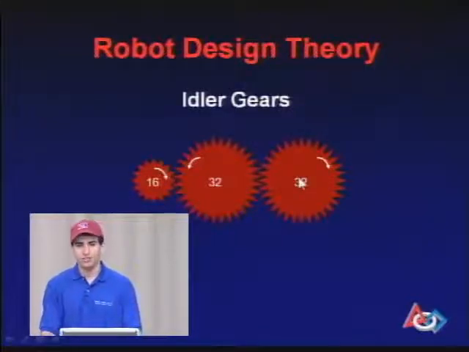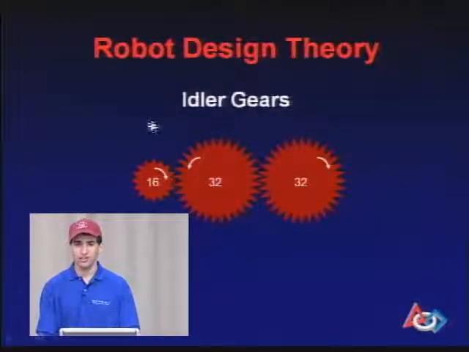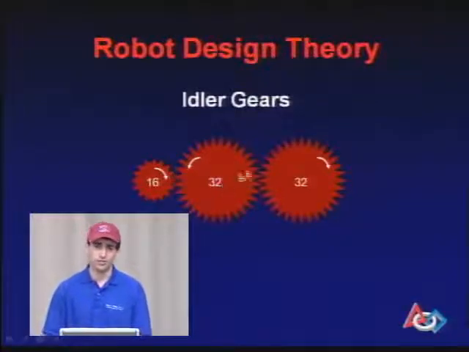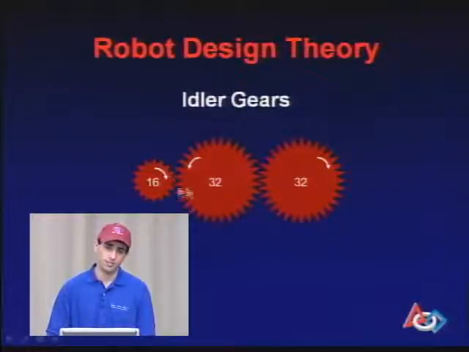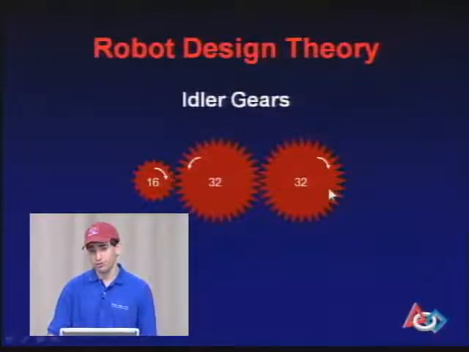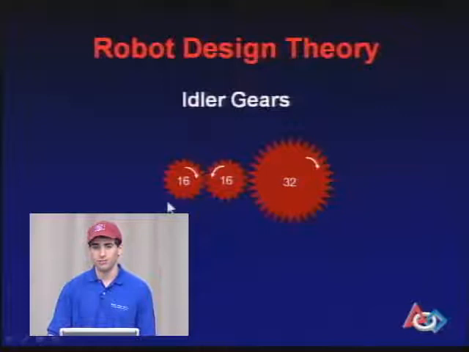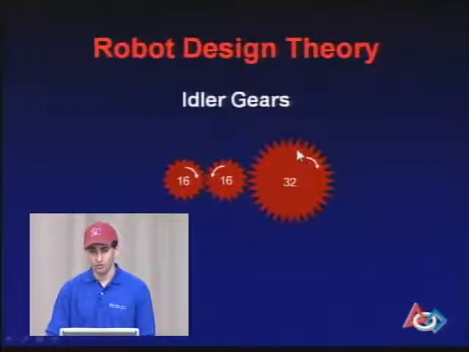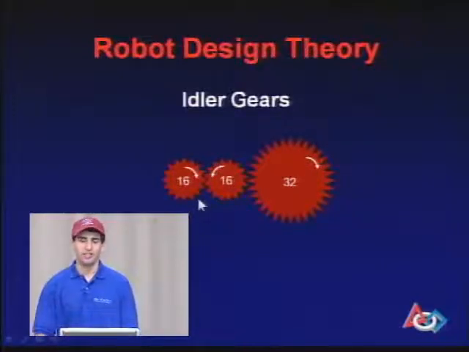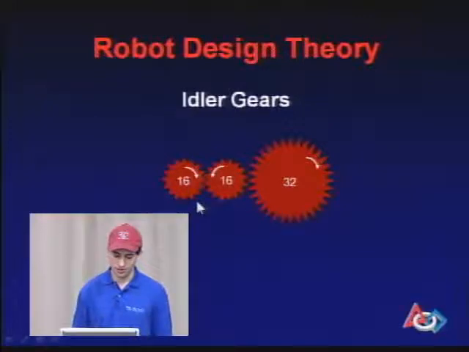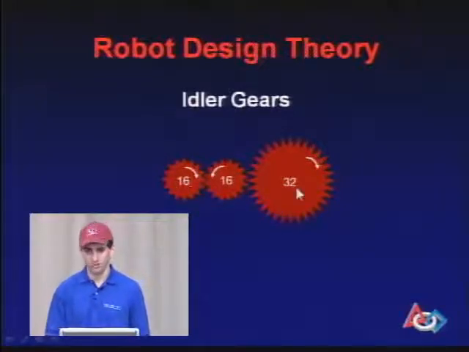It turns out that the idler gear doesn't actually affect what the gear ratio is. If you notice in this example, a 16-tooth gear to a 32-tooth gear is a ratio of 2, and then 32 to 32 is a ratio of 1, and you multiply it all together and you get a final gear ratio of 1. Now, if this 32-tooth gear were smaller, say 16 teeth, you do the math again: 16 to 16 is a ratio of 1, 16 to 32 is a ratio of 2, and your total gear ratio is 2. And it turns out that it could be any number of teeth, and it doesn't actually affect the gear ratio. All that affects it is the input gear and the output gear.